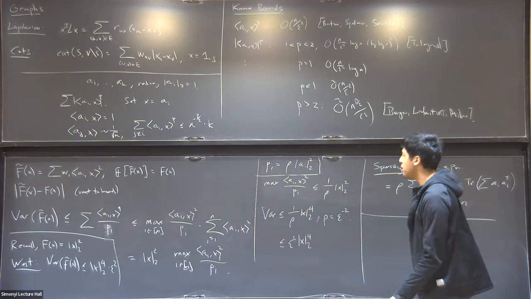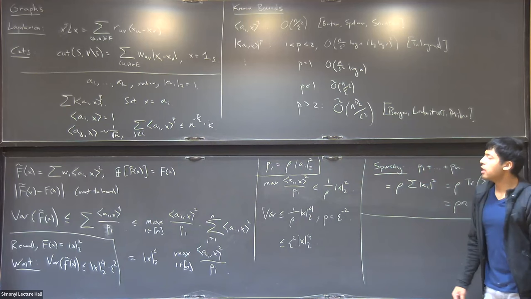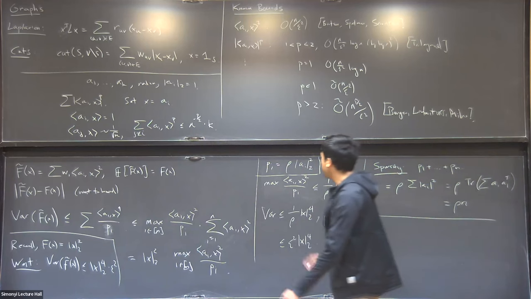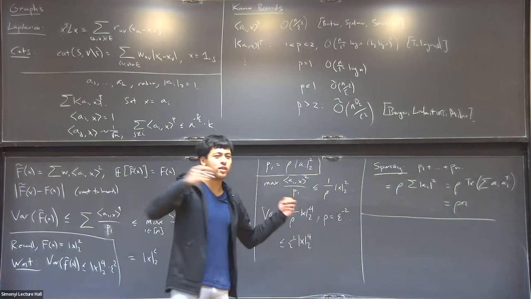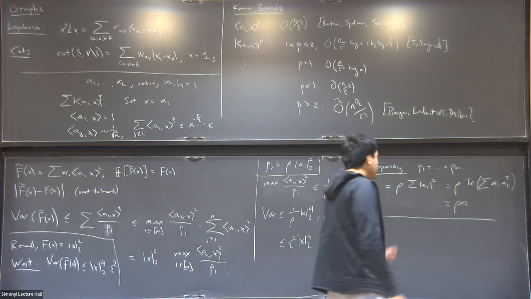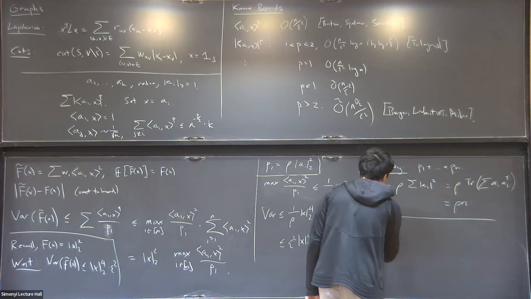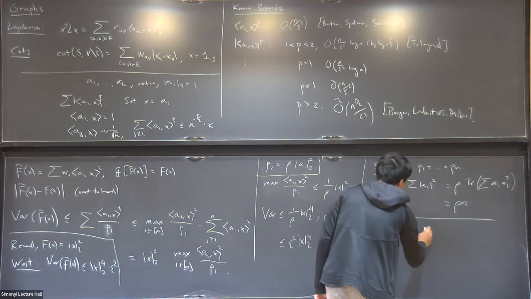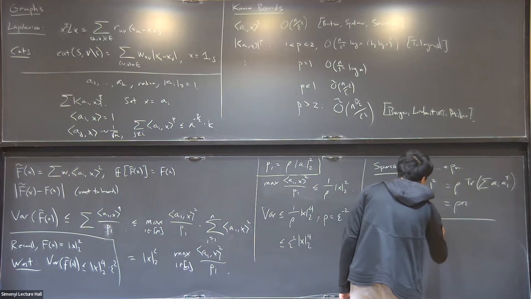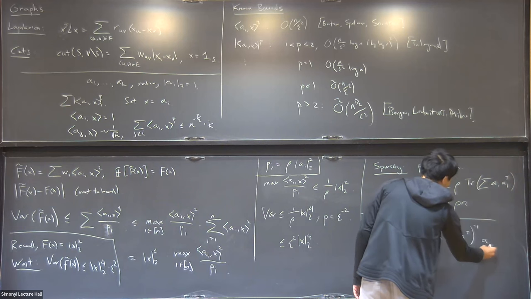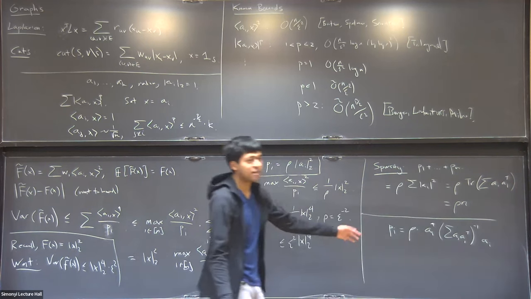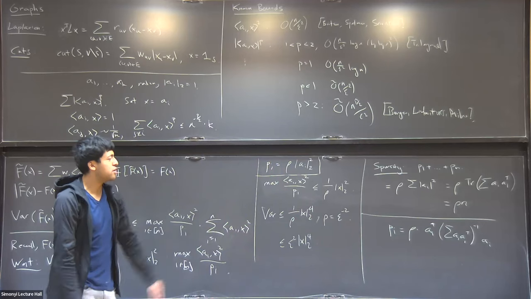Actually, maybe before I move on, let me make a brief note. You could ask, is there a way to define these probabilities in terms of the original vectors without doing the linear transformation implicitly? And the answer is yes. You just let pi be defined as rho times ai transpose times the inverse of the sum of ai ai transpose, times ai. It's the same. If you undo the linear transformation, that's what it is.